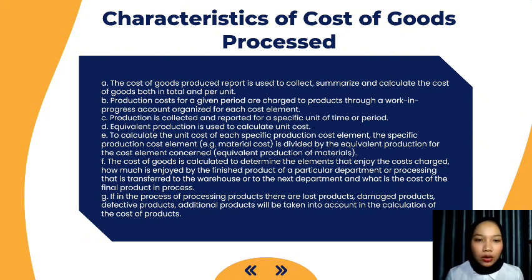E. To calculate the unit cost of each specific production cost element, the specific production cost element is divided by the equivalent production for the cost element concerned. F. The cost of goods is calculated to determine the elements that enjoy the cost charge. G. If in the process of processing products there are lost products, damaged products, defective products, or additional products, they will be taken into account in the calculation of the cost of products.